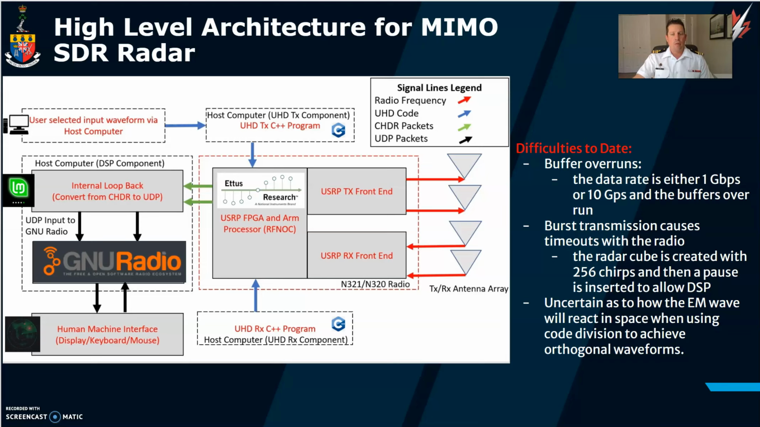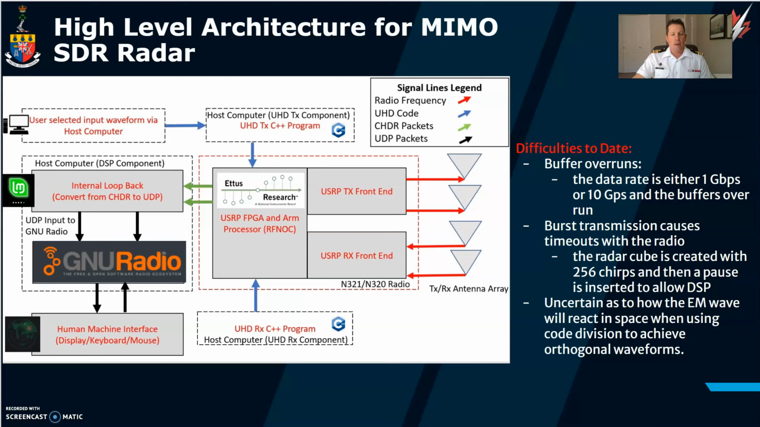The data rate from the radar comes in at 1 or 10 gigahertz. And during operation, if we just turn on the tap and let the radio produce as much information or data as possible, it just overruns the buffers. So what we've done is we've implemented a timeout in between radar data cubes in order to allow those buffers to clear.